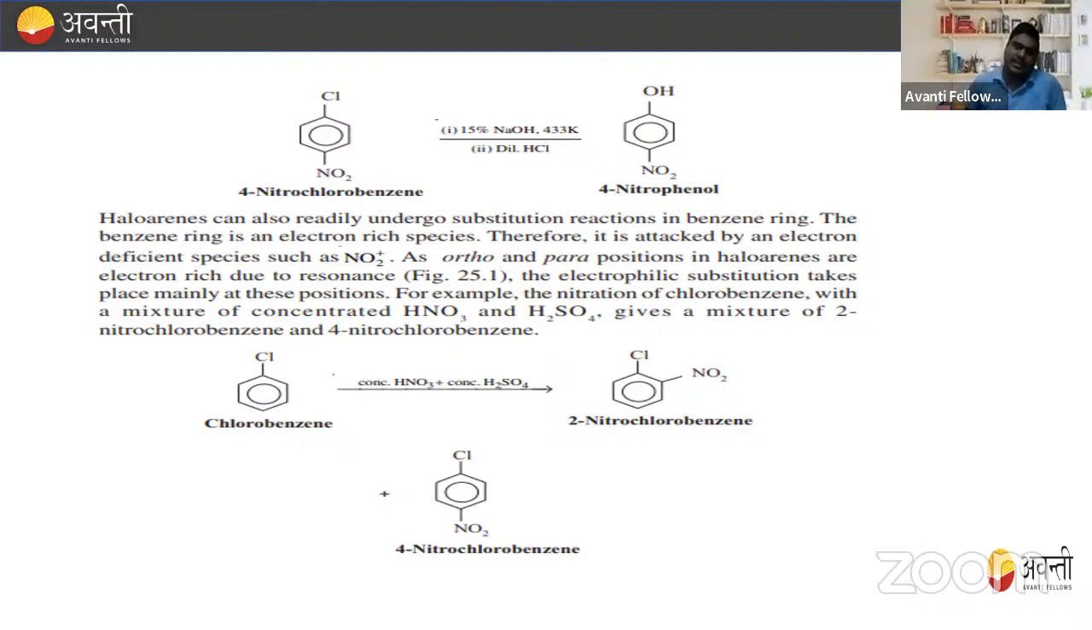Here we have chlorobenzene. When it is treated with concentrated HNO3, nitration takes place at the ortho and para positions because Cl is electron donating due to the R effect, the resonance effect. It donates its lone pair of electrons, so substitution occurs at ortho and para, giving 2-nitrochlorobenzene and 4-nitrochlorobenzene. So this is what we get.